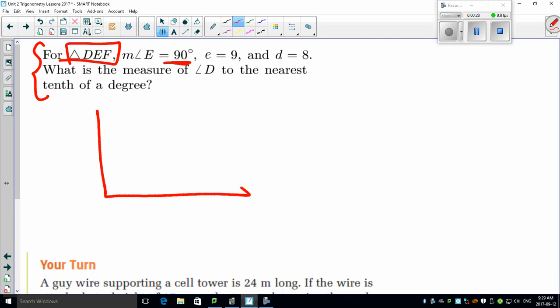So draw yourself a nice little triangle. There's the 90 degrees, and it tells you the measure of angle E is 90. So that's got to be E. Now, check this out. There's another E here, which is 9, and another D over here, which is 8. Now, wait a second. Are those measures of angles or are those lengths? Well, in fact, those are lengths. But how do you determine what is what?